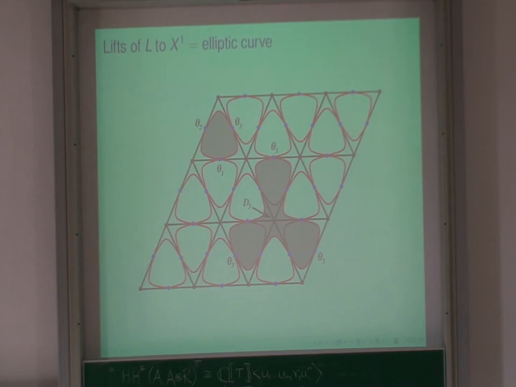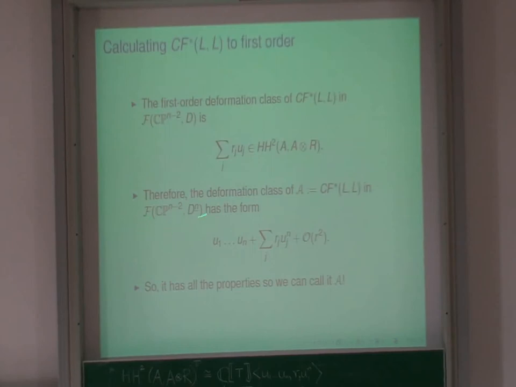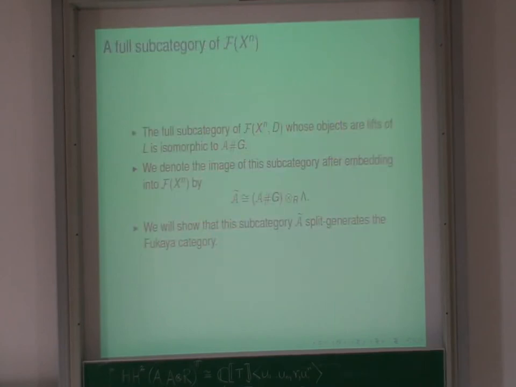This is fantastic. Okay, so now we've seen that we have this Lagrangian downstairs, and its endomorphism algebra in the relative Fukaya category has all the properties that we needed to call it this Chern energy algebra A that I defined at the start of the talk. That means that when we pass to the branched cover, the full subcategory of the relative Fukaya category upstairs whose objects are lifts of the Lagrangian L is going to be isomorphic to this algebra A semi-direct product with G, where G is the character group of the covering group.